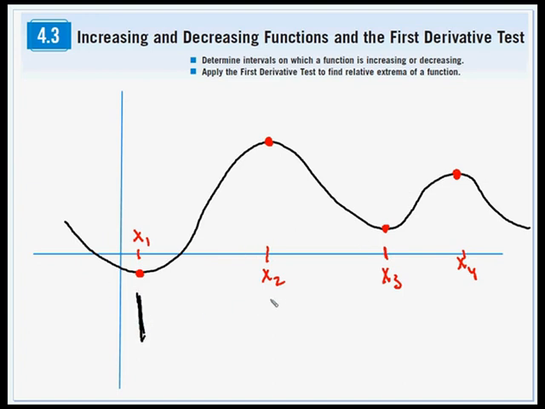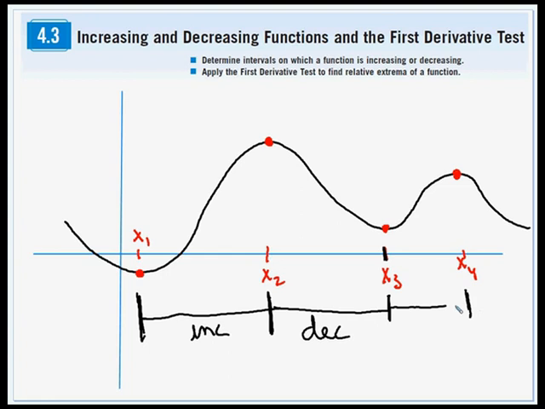From this x value to this x value, we see the function is increasing. So we know over this interval our function is increasing. From the next critical number to the third x value here, we see our function is going down. So we have an interval where our function is decreasing. And then from this x sub 3 to x sub 4, our next critical number, we see the function is going back up, so it's increasing. That's just a broad overview of what we're going to do here in section 4.3.